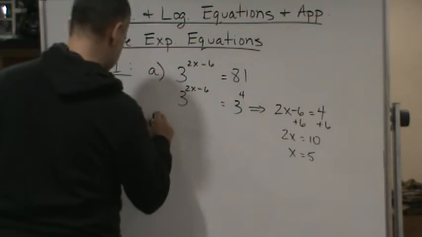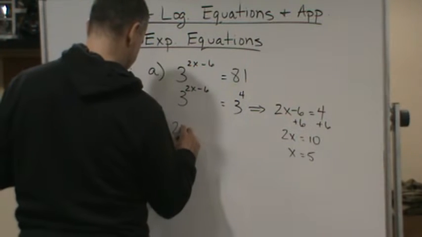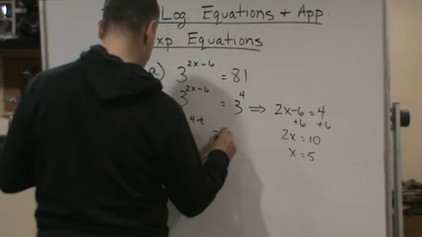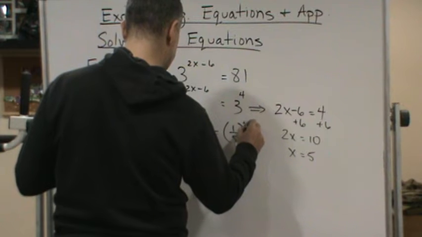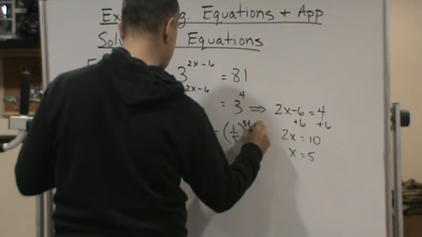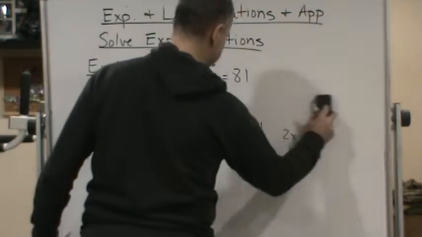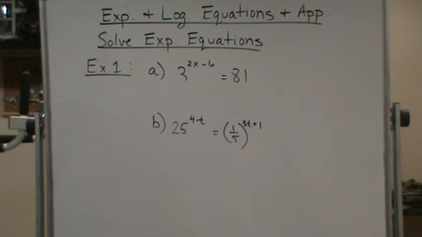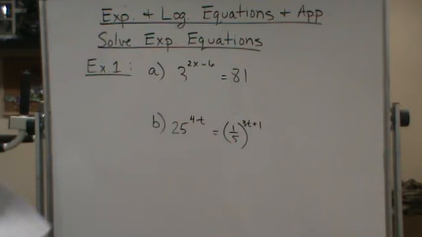Okay? Now what about b? B gives us this one. So we get 25 raised to the 4 minus t power is equal to 1/5 raised to the 3t plus 1 power. Okay, so it looks a little bit more complicated. Right, so 25 to the 4 minus t, and then we've got on the other side 1/5 to the 3t plus 1.